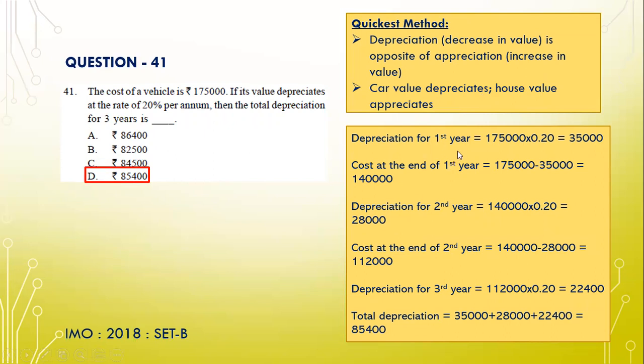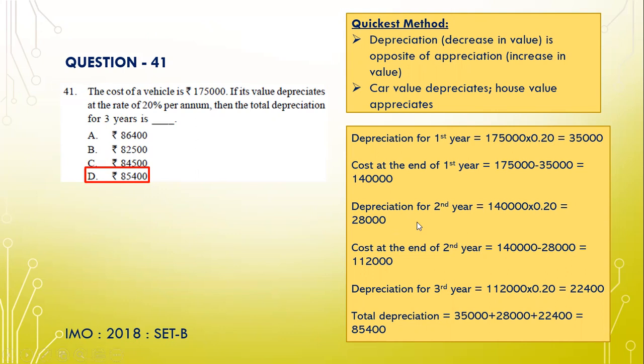So depreciation for first year for the car is 20% per annum. So for the first year, it will be 1,75,000 into 20% is 0.2, isn't it? So it will be 35,000. Car's value will reduce by 35,000. So what is the value of the car at the end of first year? So value of the car at the end of first year will be 1,75,000 minus 35,000, which is 1,40,000.